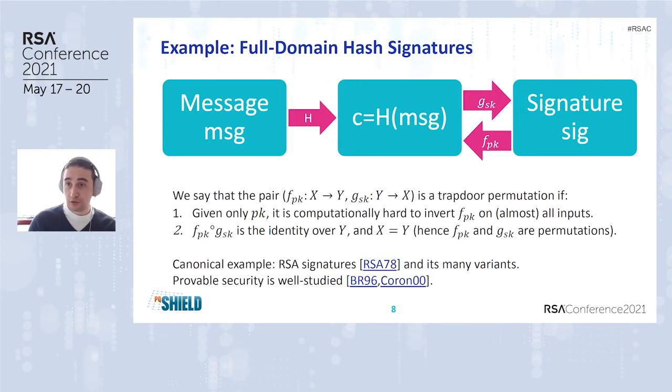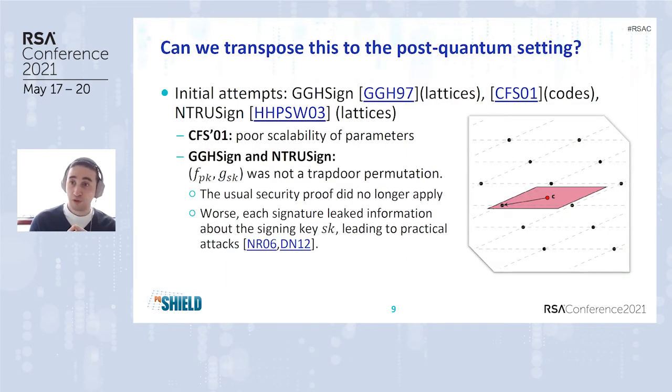And so a natural question is, can we obtain the same for post-quantum cryptography? Well, unfortunately, it's not as simple because we don't know how to realize trapdoor permutations in a post-quantum world. There is a work, CFS01, that comes close to achieving such a notion using codes, but unfortunately it has non-scalable parameters. And then there are two works that tried initially to achieve that using lattices, but it realized a weaker notion, and the security proof no longer applied, and indeed, the schemes got broken.